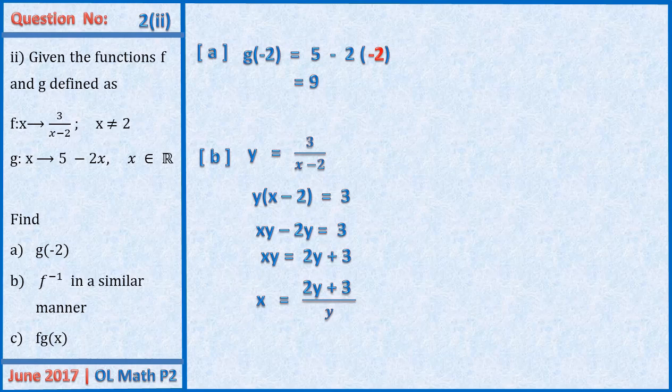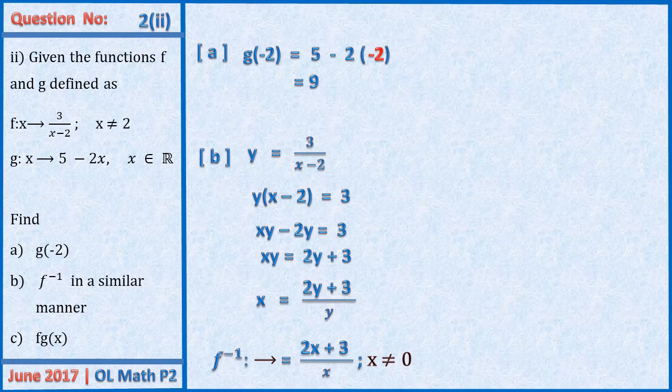We now replace x by f inverse of x to be equal to 2x plus 3 over x. And this is in mapping form, giving us the domain: the denominator must not be equal to 0, so x must not be equal to 0. We have defined it in a similar manner.